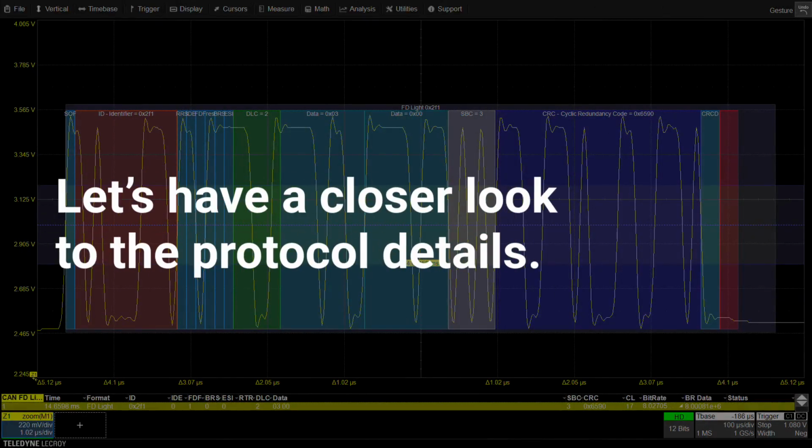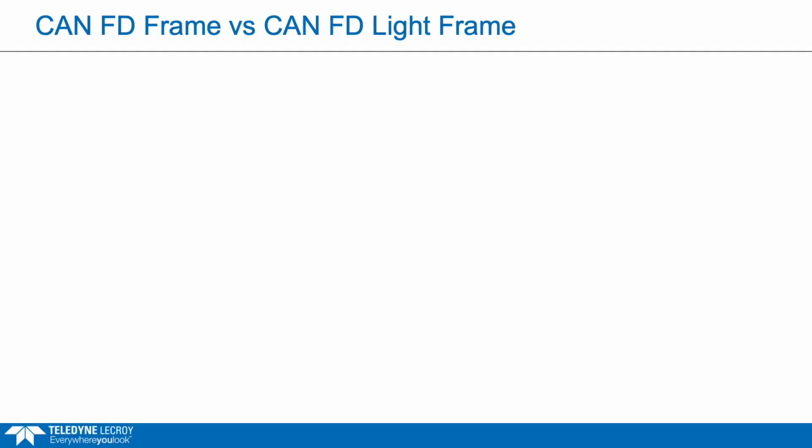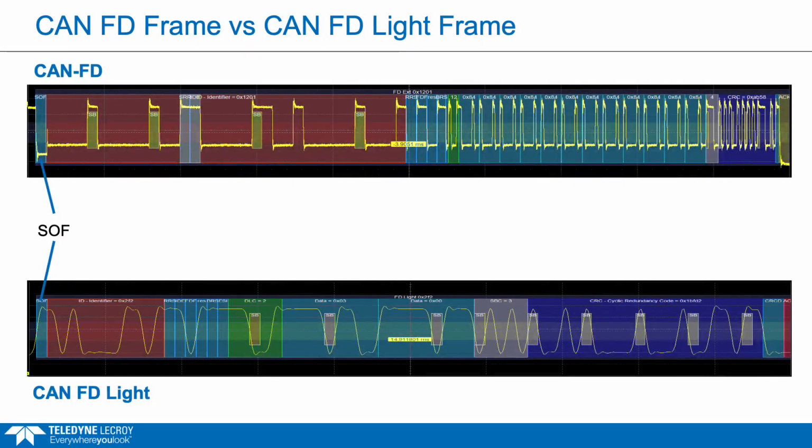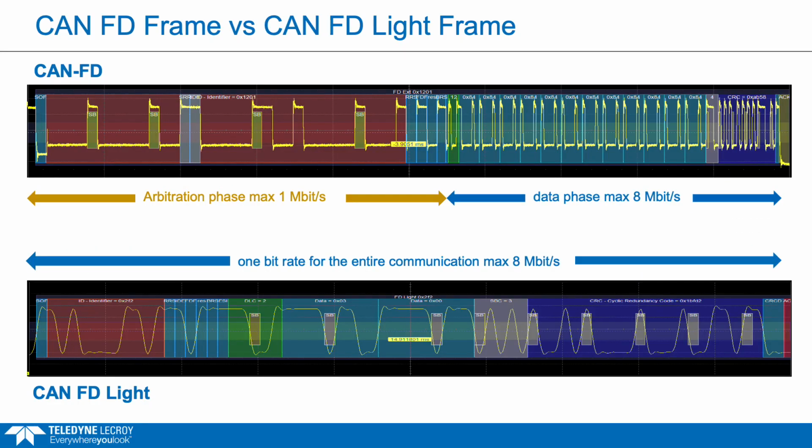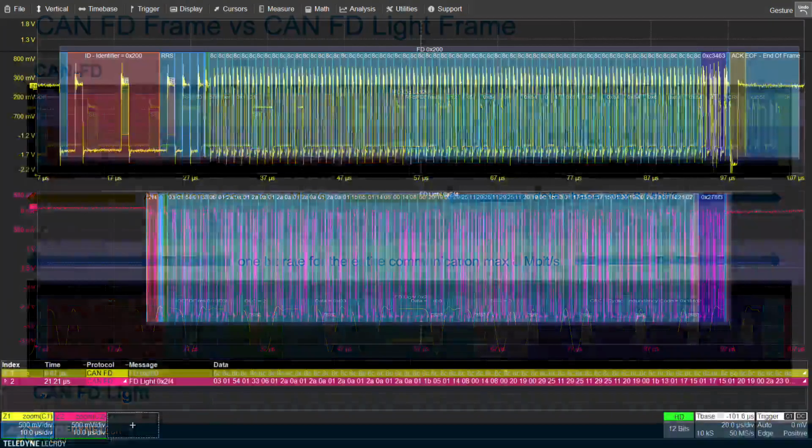Let's have a closer look at the protocol details. There are very few changes in the protocol from CAN-FD to CAN-FD Lite. The only real difference is the extended identifier, which does not exist in CAN-FD Lite. The real difference is that in CAN-FD we have both the arbitration phase and the data phase, and these phases can have different bitrates. In CAN-FD Lite there is no bitrate switch and the entire frame has the same bitrate, which can be up to 8 megabit per second. In CAN-FD only the data phase supports 8 megabit, while the arbitration phase is limited to 1 megabit.